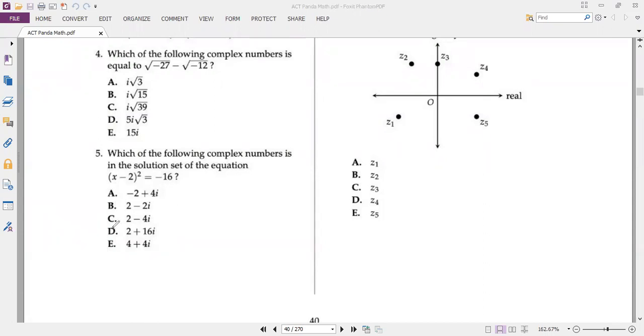Answer again. Answer is number 5. Answer is C. Let's check another problem. Number 6 here.